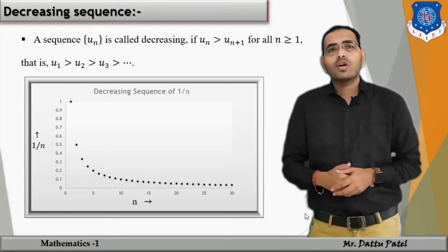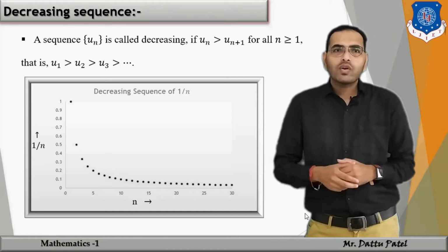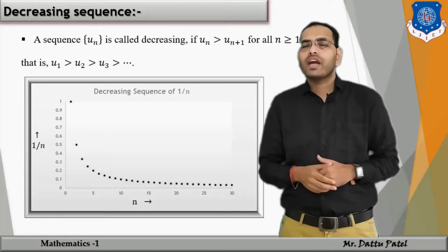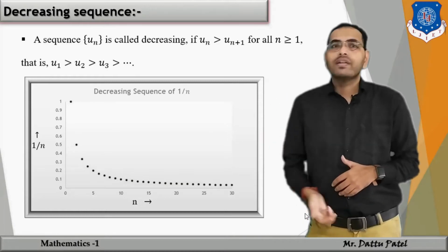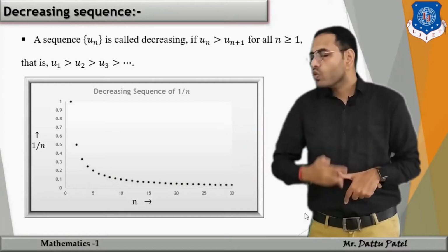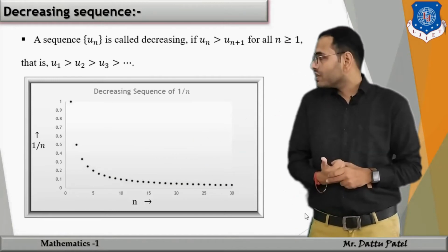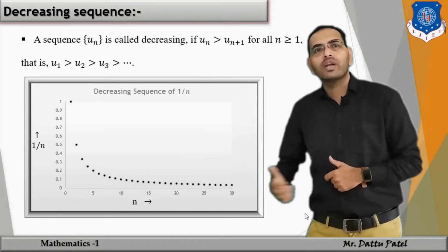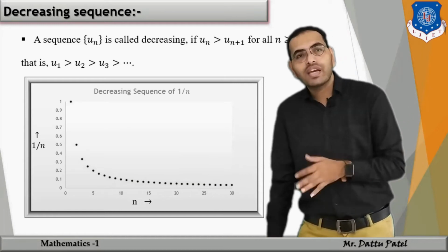Let's see one example of a decreasing sequence, which is 1 upon n. Substituting n equal to 1, we get 1, n equal to 2, we get 1 by 2, n equal to 3, we get 1 by 3. Whenever we increase the value of n, the sequence decreases: 1, 1 by 2, 1 by 3, 1 by 4 and so on. In this graphical representation, plotting our sequence 1, 1 by 2, 1 by 3 and so on, the shape of this graph is an exponential decaying shape.